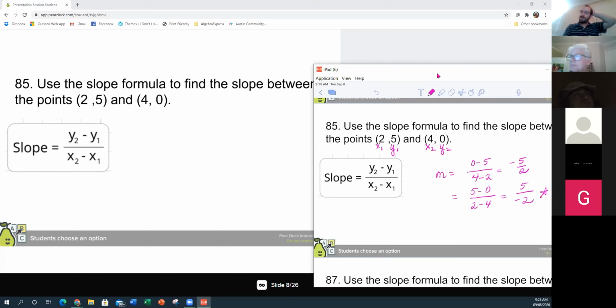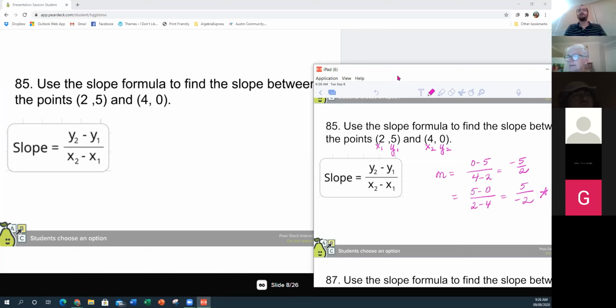Yeah, I was gonna say the most common thing I see here is people will swap the order that their Y2 and Y1 are in. Right, it doesn't matter which ordered pair you label with the 1 or 2, but you have to keep them consistent. And if you swap the order, it's going to end up giving you the positive 5/2, right? Right. Yeah.